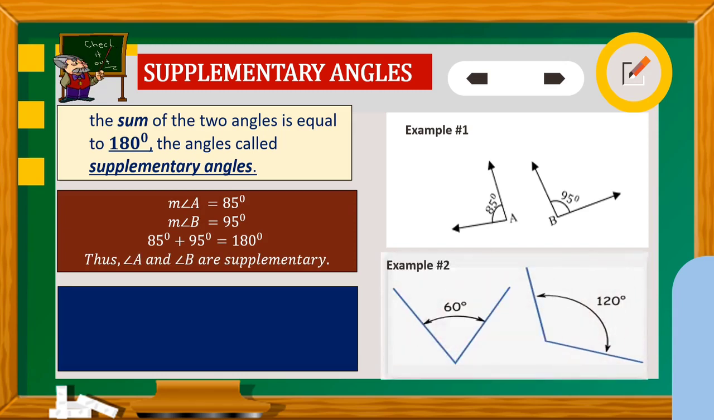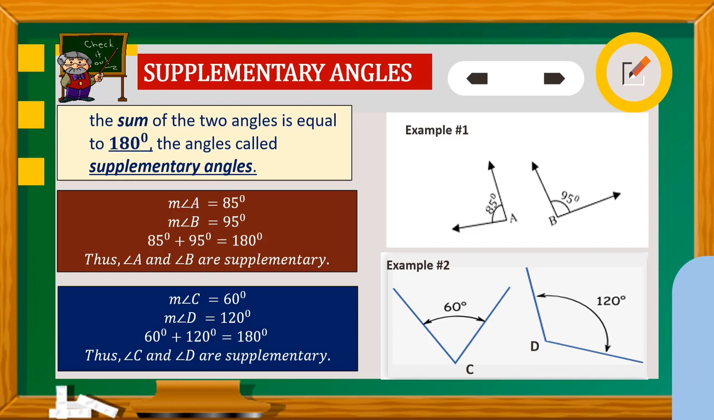Example number 2. We have angle C and angle D. Angle C measures 60 degrees. Angle D measures 120 degrees. 60 degrees plus 120 degrees is equal to 180 degrees. Thus, angle C and angle D are supplementary.